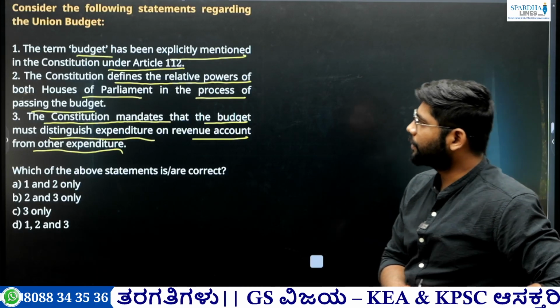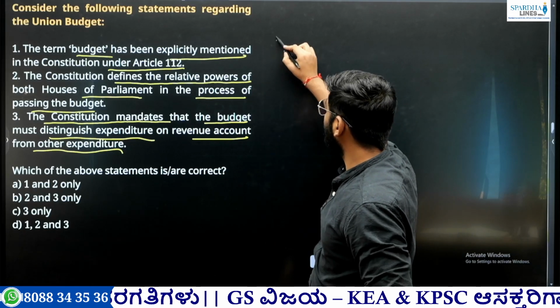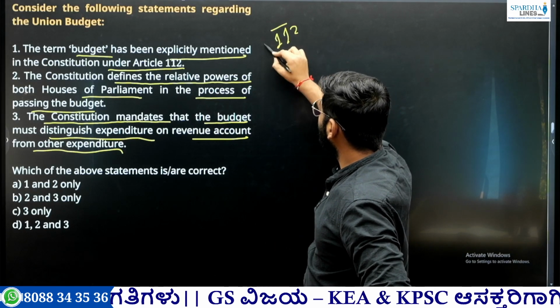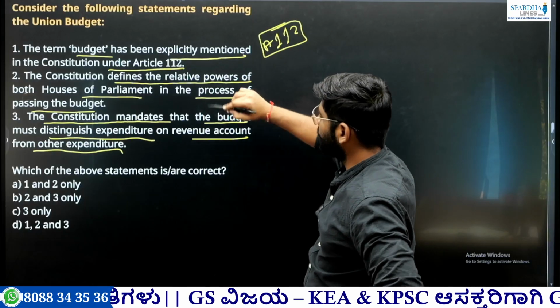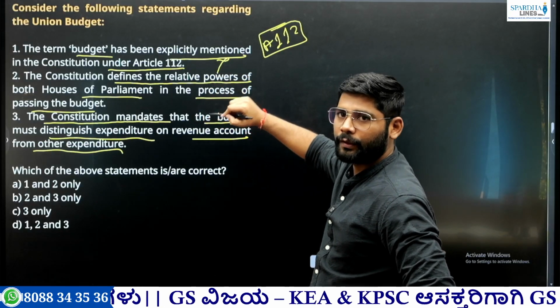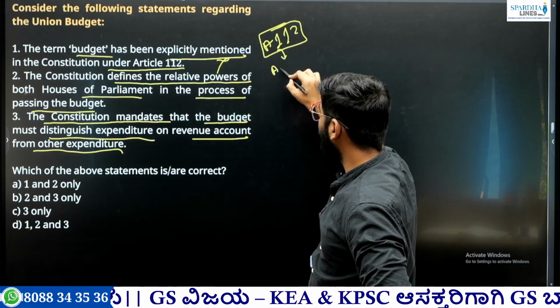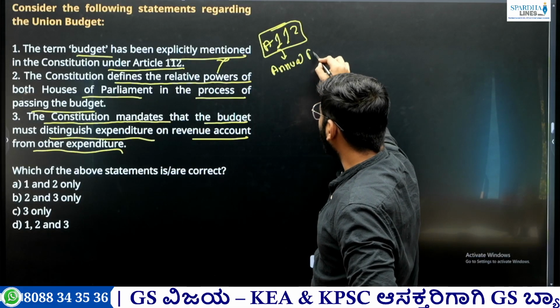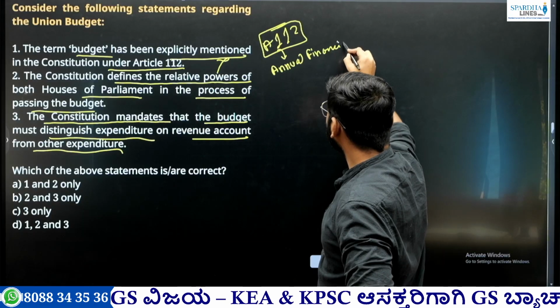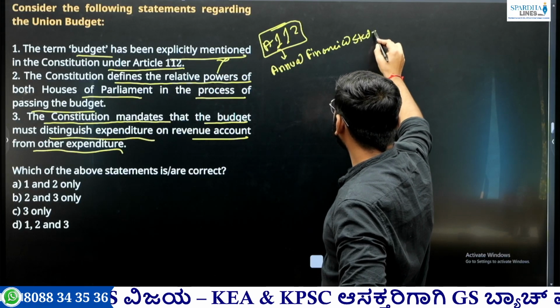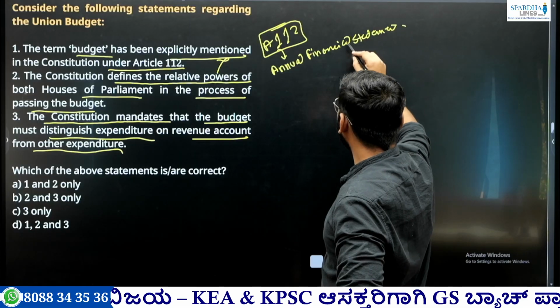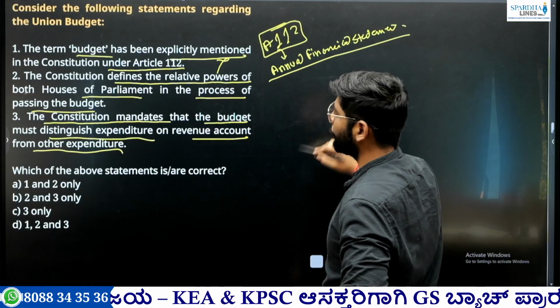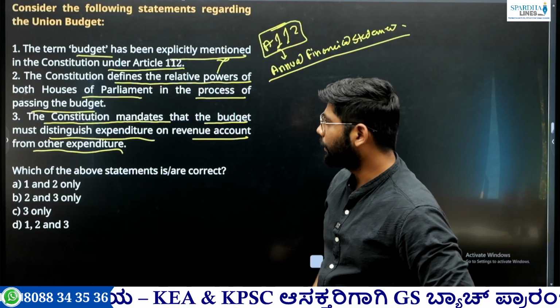When it comes to this term, Article 112 is about the union budget, but it does not mention the term budget. It mentions the term annual financial statement. So the Constitution uses this term, not budget. This is one thing you need to remember.